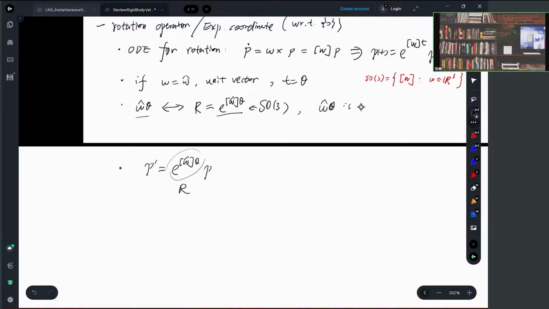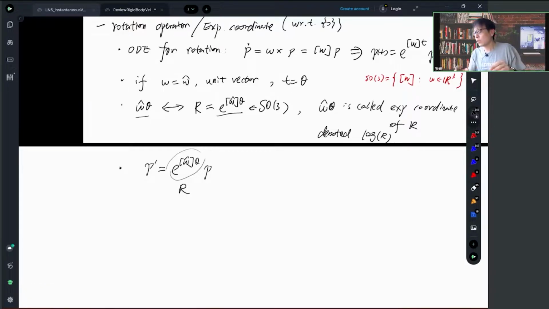is called the exponential coordinate of R, and it can be uniquely computed by the log of R. Okay, if you give a rotation matrix and I say log of R, it's a special log here. That gives me the exponential coordinate for which e to the omega hat theta equals the R that we're considering.